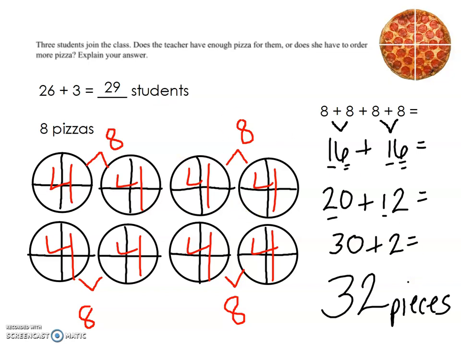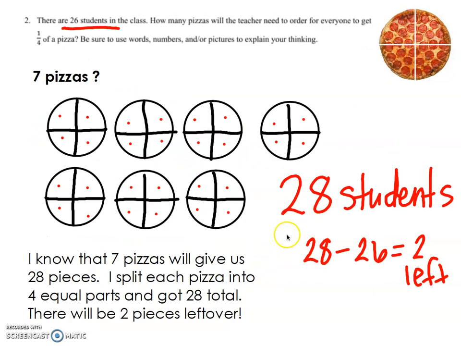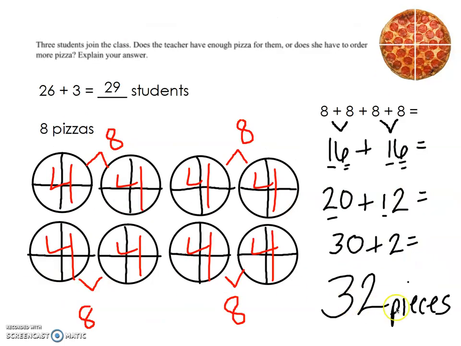Does that make sense? We had how many pieces last time? 28. We added another pizza, which was 4 more, 28, 29, 30, 31, 32. Do we have enough pieces now? Yes, we do. Okay, so I know that that went a little bit fast towards the end.